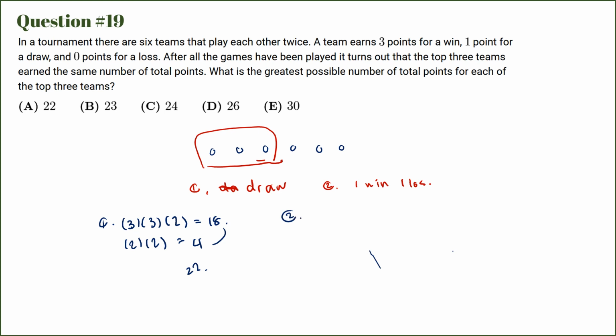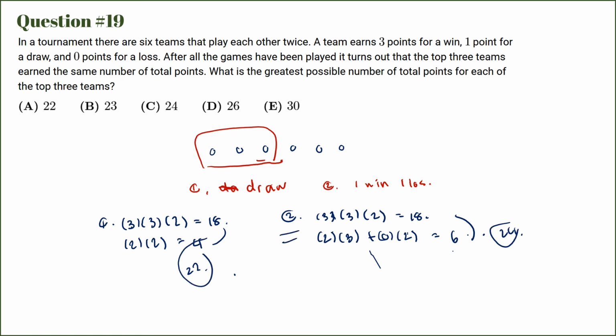Now the second case is that there was 1 win and 1 loss. So there would be 3 times 3 times 2, that stays the same. They would continue to win against those other losing teams. Now for the 1 win, 1 loss situation, there would be 2 3-point wins and 2 0-point losses. So that would equal 6. 18 plus 6 is 24. We can obviously see that case 2 results in a bigger number, so the answer is C.